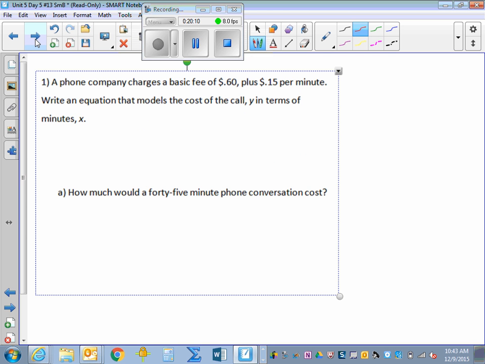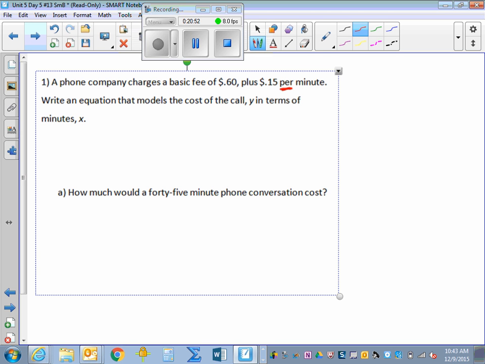Number 1. It says a phone company charges a basic fee of 60 cents plus 15 cents per minute. Write an equation that models the cost of the call, y, in terms of x, which is minutes. What does this word per mean? Do you guys remember this from before? Multiply. Very good. So we are multiplying whenever we see the word per.